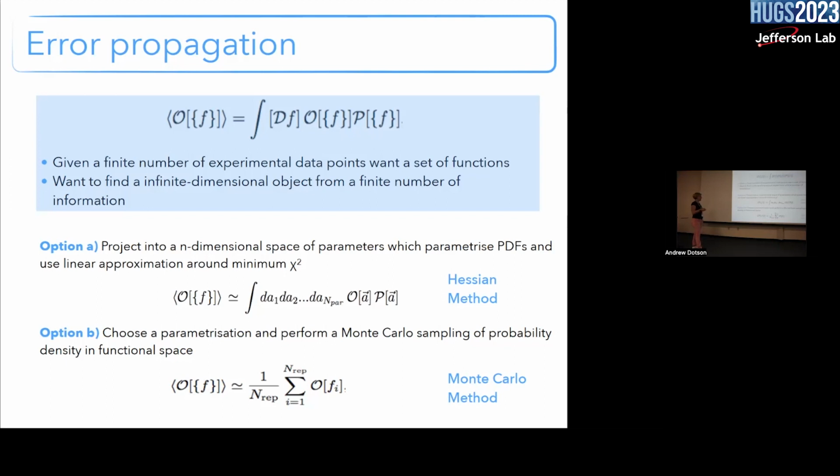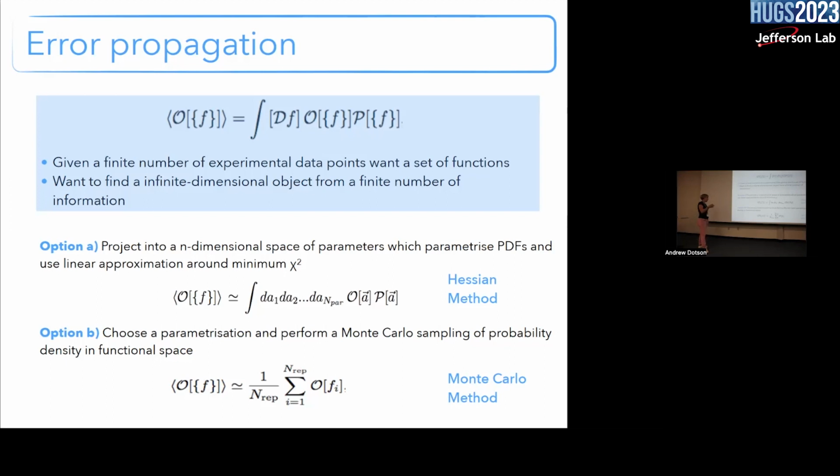If you choose a fixed parameterization, you can project this problem into a finite n-dimensional space of parameters, okay? So your probability density goes from the functional space to the parameter space, where n par is the number of parameters that you choose in order to parameterize the PDFs. And then you use the linear approximation around the minimum of the chi-square. This is what is called the Hessian method. I'm going to tell you in the next slides.